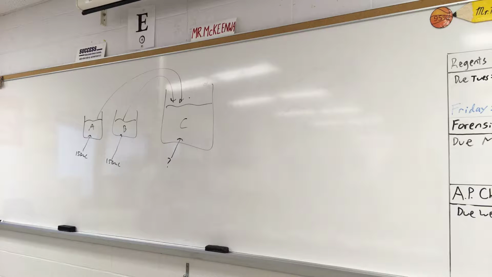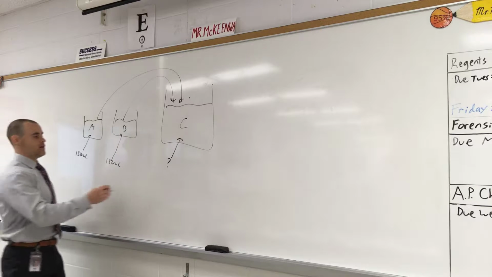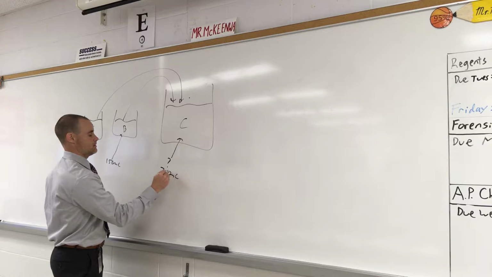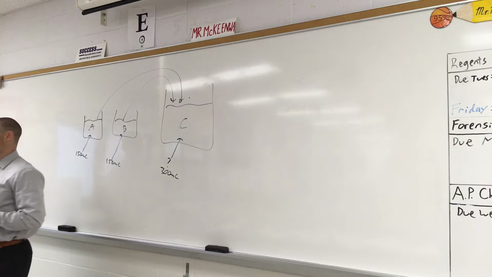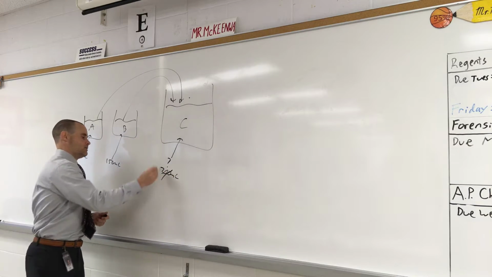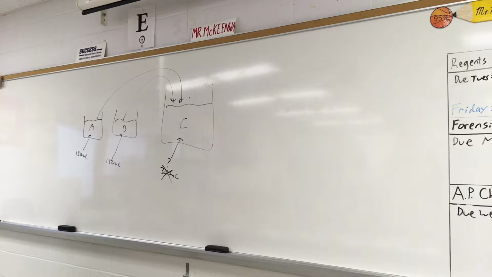So 150 in A, 150 in B, you mix those solutions, you pour them completely, empty A and B completely into C, mix it up. What do you think the total volume will be? 300, right? Okay. 300 milliliters. Good. No. In real life, that's not actually how it's going to work. On paper, we assume that.